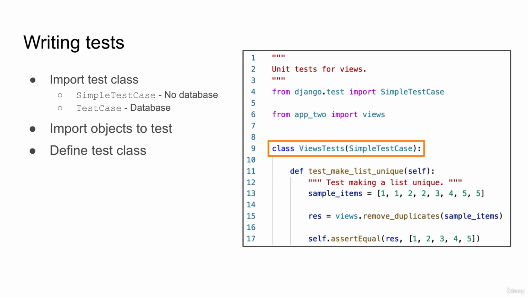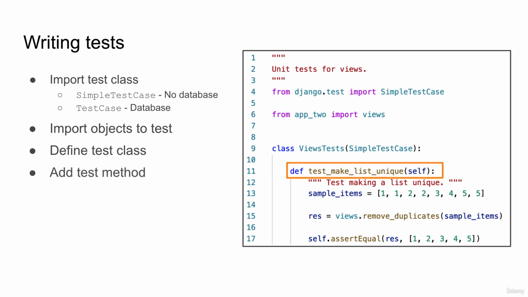Next, you define your test class. So here we have a test class called viewsTests, and we're basing it from the simple test case. It's very important that you base it from either the simple test case or the test case base class, because this is how it's picked up by the Django test runner. Then you define your test method. Each test that you want to add to your class needs to be added as a separate method, and these methods will all be run by the test runner when you run your test suite. It's important to make sure that you prefix the name of these methods by test if you want them to be picked up by the test runner.